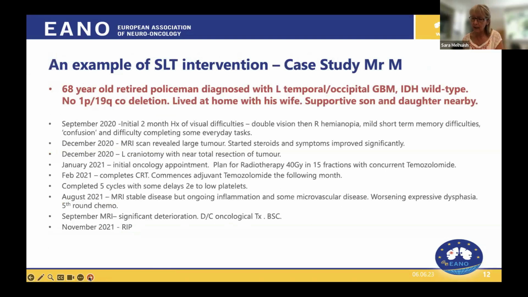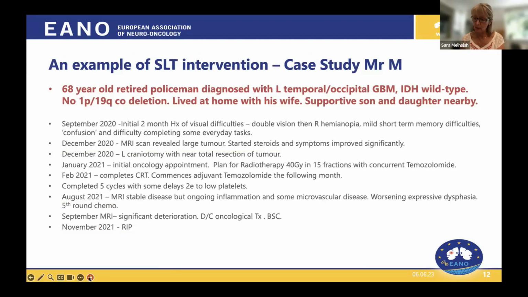I thought I would finish with a very quick case study of a gentleman who's quite typical of the patients I'm involved with. So this is his presentation history. A 68-year-old gentleman with a left temporal occipital GBM. He had a very supportive family. Sadly, it was 3 months from onset of symptoms to his first scan, but then everything moved very quickly.